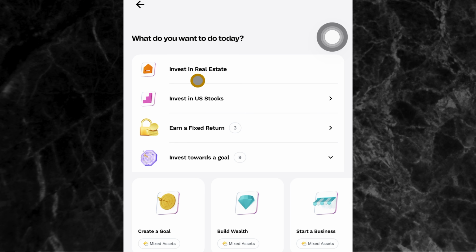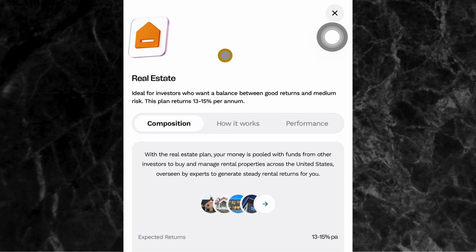So let's say, for example, you want to go ahead and invest in real estate on the Risevest app. You come here to where it says invest in real estate. I'll click on it, and right here on the screen is where you can invest in real estate on the app. It says here real estate, ideal for investors who want to balance between good returns and medium risk. This plan returns 13 to 15% per annum. So this is the interest rate you are going to be getting per annum on the app.